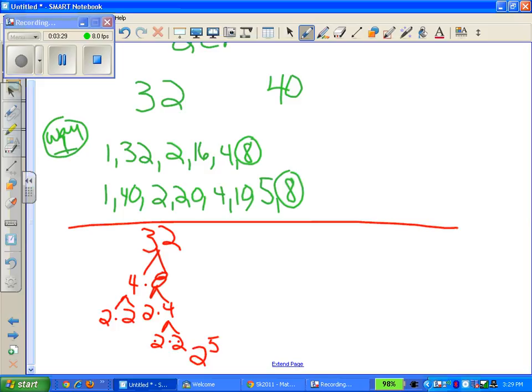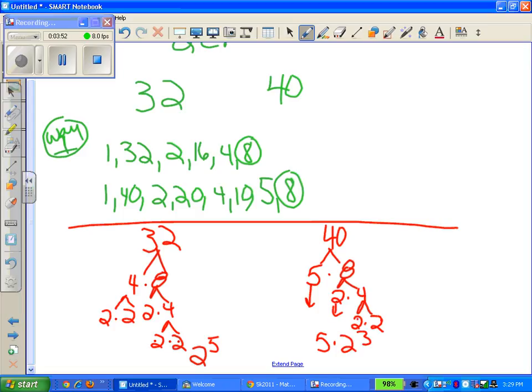For the number 40, we'll turn that into a factor tree there. We'll do 5 times 8. 5 is already prime. 8, we'll say 2 times 4. 4, we can factor down to 2 times 2. So let's bring the 5 down, and the 2's down. So we have 5 times 2 times 2 times 2, which would be 2 to the 3rd power.